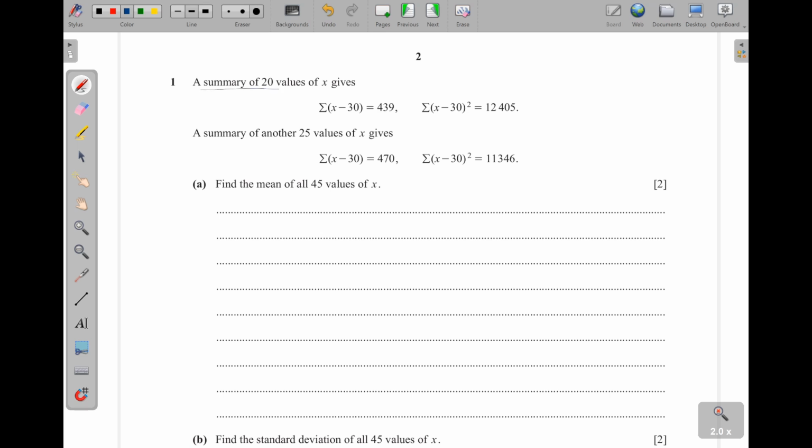So they are saying a summary of 20 numbers of x gives summation of x minus 30 equal to 439. Summation of (x minus 30) squared is equal to 12,405. Then a summary of another 25 values of x gives summation of x minus 30 equal to 440, and summation of (x minus 30) squared is equal to 11,346. Find the mean of all the 45 values of x.